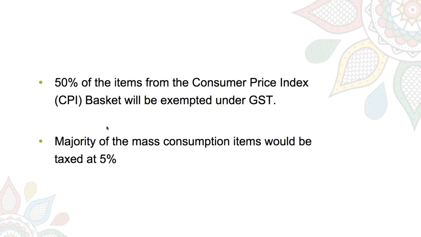Also, about 50% of items from the CPI basket will be exempt under GST. So goods like food grains will be kept zero rated, and the majority of the mass consumption items are actually coming under the base rate. So that is actually a very good thing. So the bottom line here is, even though we have the GST, which will unify all the tax rates across the country, different types of products will continue to have different rates. But unlike before, the rates for the most part will remain uniform throughout the country. So that is something to keep in mind.